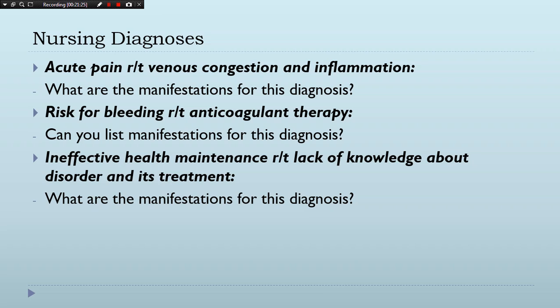Some of the nursing diagnoses that we might see with a patient for a pulmonary embolus or VTE, DVT, is acute pain related to venous congestion or inflammation. Risk for bleeding if a patient is on anticoagulant therapy, especially if the patient's blood is too prolonged, putting them more at risk for bleeding. How knowledgeable is the patient? Is there an ineffective health maintenance related to lack of knowledge about the disorder and its treatments?